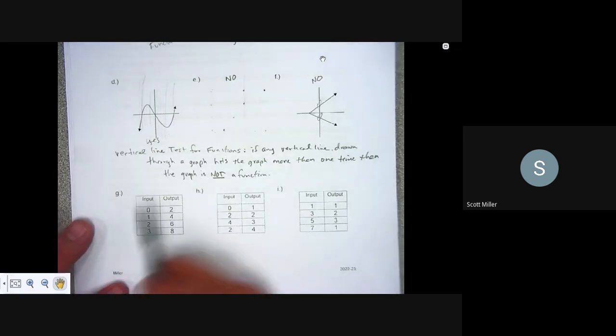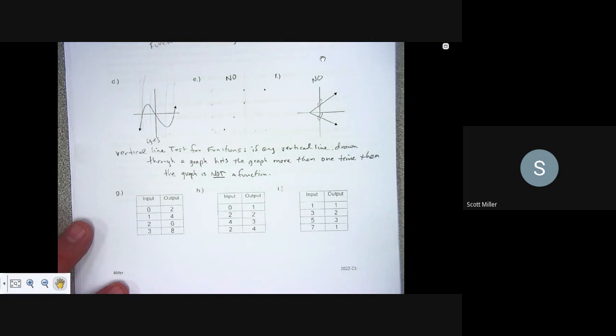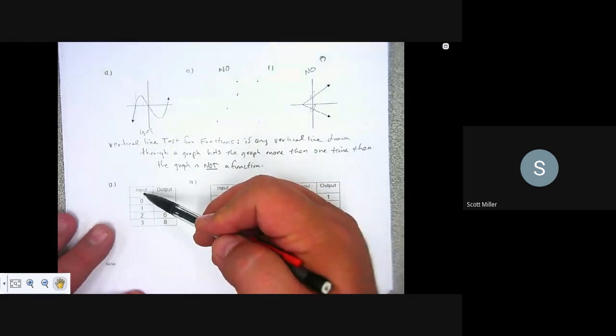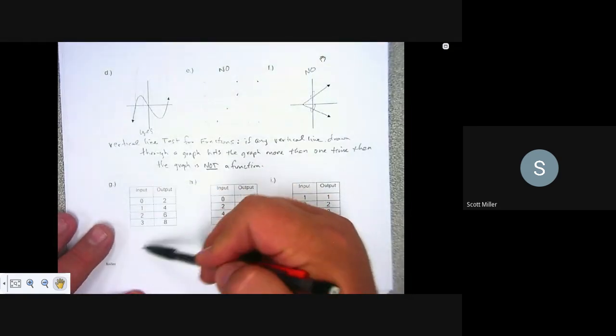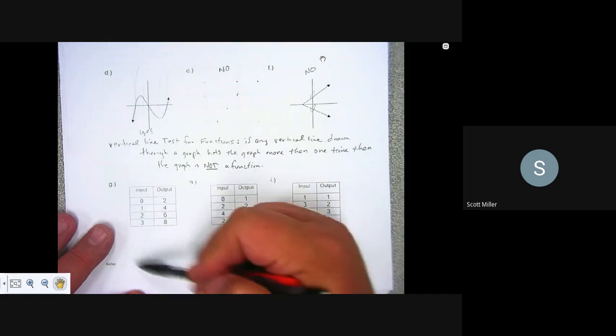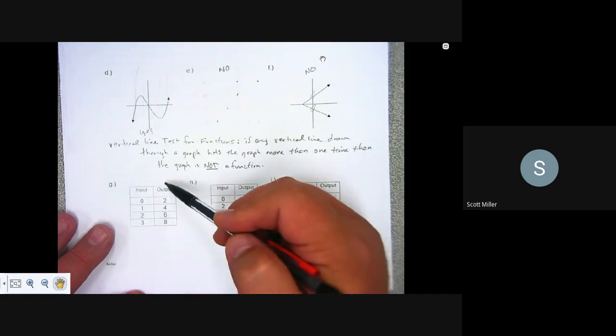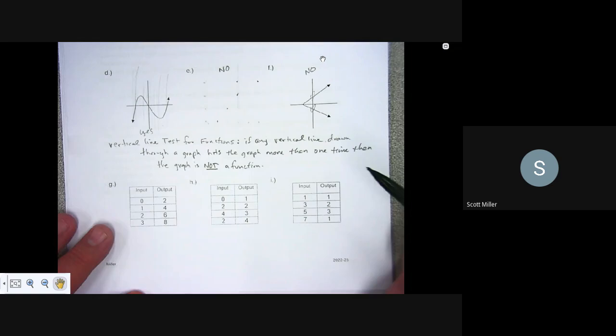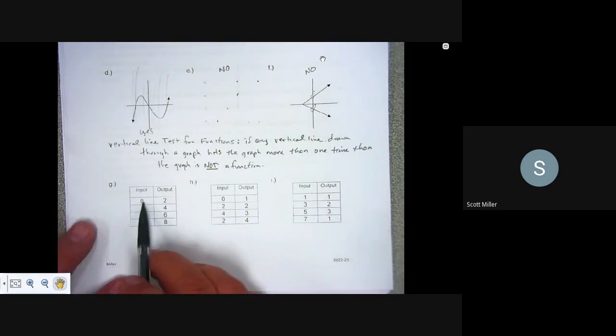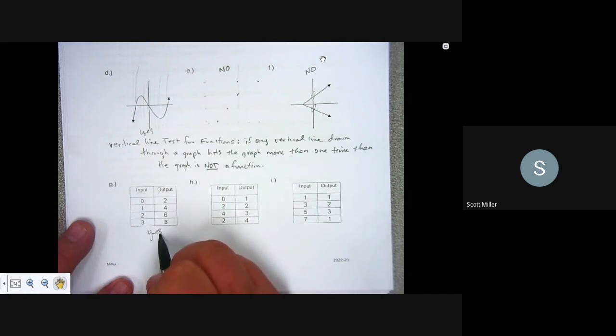For a table, because you only see a limited number of points of this graph, you don't know exactly what it is. You're not asked to find a rule. Based off of what I see, would this be a function or not? Well, this one is very similar to the mapping diagram. So if you think about it, look at the input. If you don't see a repeat in the input, then it's going to be a function because you don't know anything else. So each one of these maps to a single number. You're good to go. This one would be a yes.